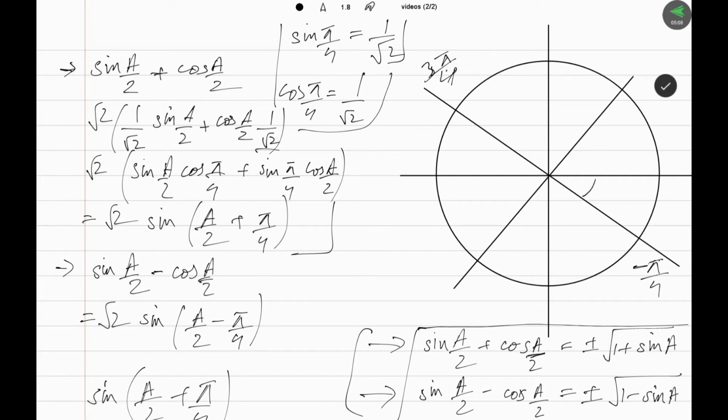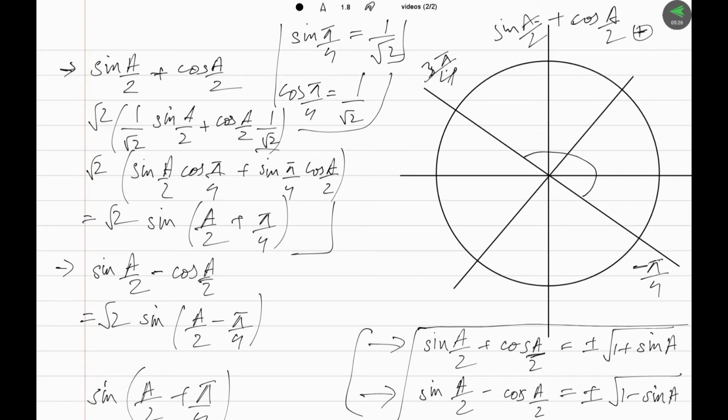So if theta lies in this region, then sine A/2 plus cosine A/2 will be positive.